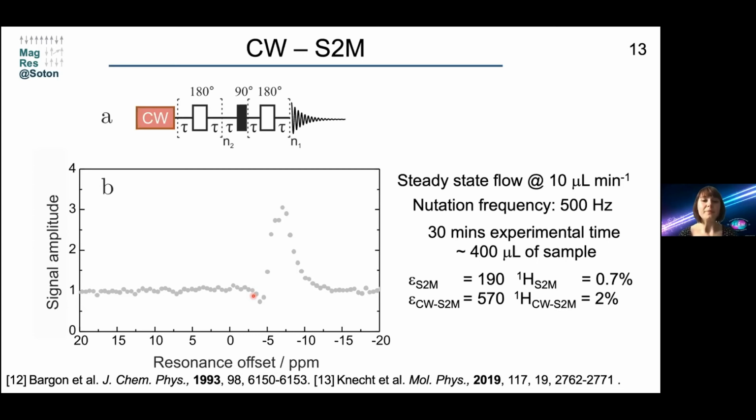hydrogenative PHIP, these are much harder to acquire, as each of these points would require a new sample to be prepared. So these experiments we performed in only 30 minutes, and we used only 400 microliters of the sample. And as I said, the signal amplitude increased by threefold, giving us about 600 enhancement, which is 2% proton polarization.